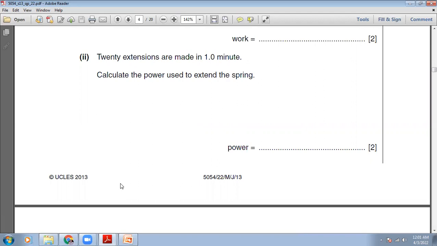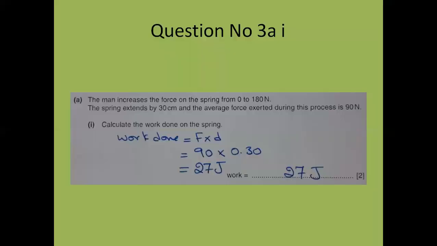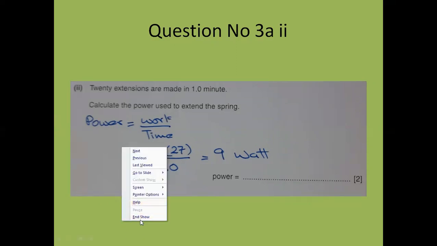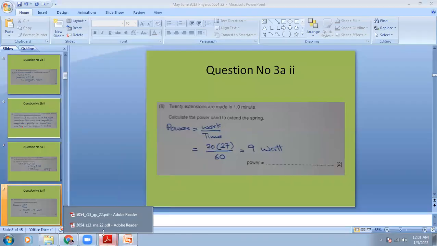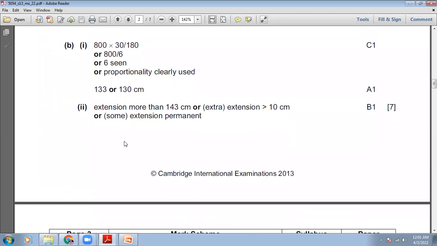The power is work done divided by time, but the time should be in seconds. So 1 minute means 60 seconds. So work done divided by time, and that 20 multiplied 27, because there are 20 extensions. In one extension, 27 joules of work is done. So 20 multiplied 27 divided by 60, you get 9 watt. 9 watt is the answer. So let's have a look at the marking scheme. 9 watt is the right answer, sir. Question number 3, B part.